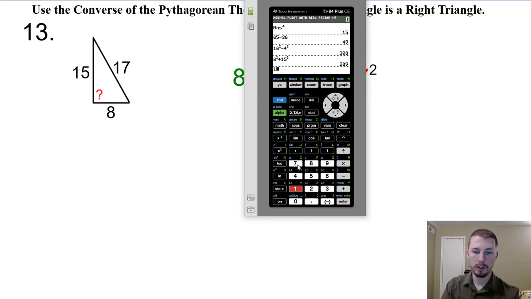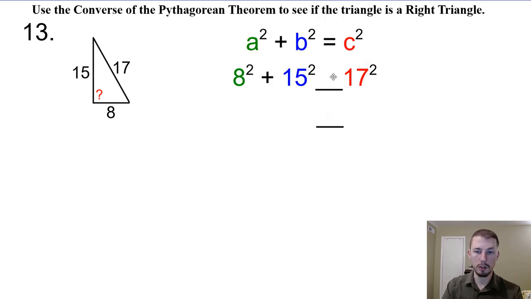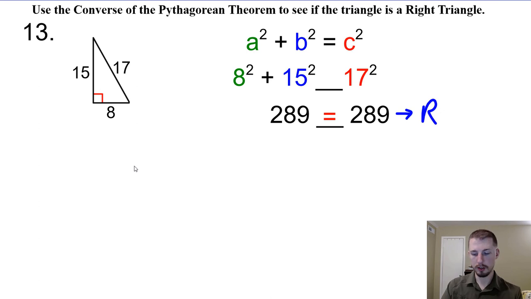And then I'm going to do 17 squared, which is also 289. So they are equal to each other, and we have 289 is equal to 289. That means this must be a right triangle. Therefore, by the converse of the Pythagorean theorem, this is a right triangle. So that angle must be 90 degrees, the one that's opposite of the longest side.